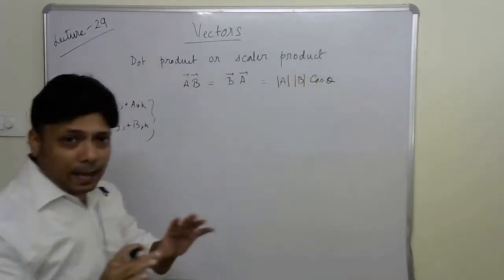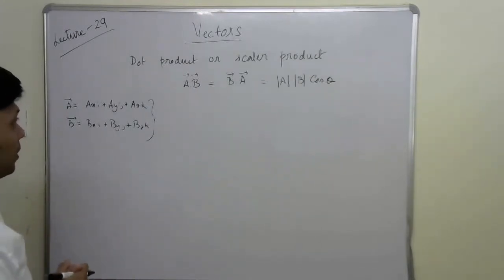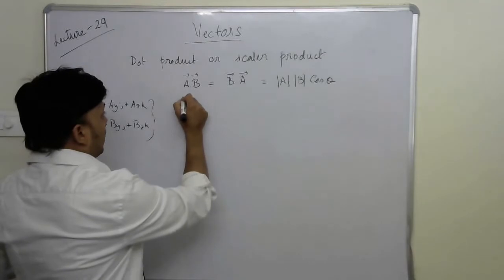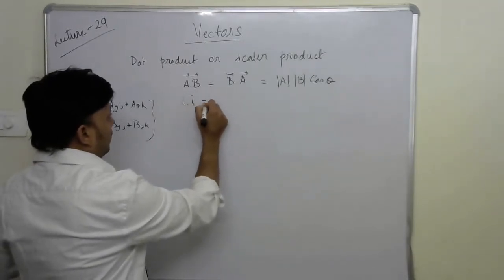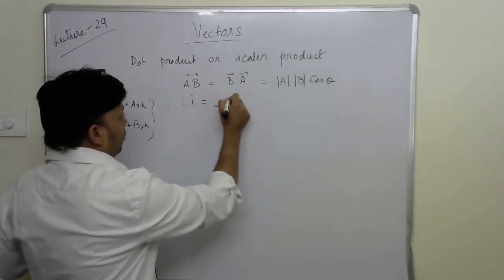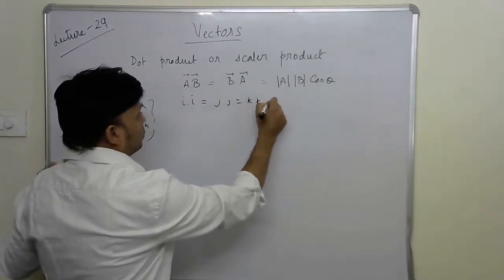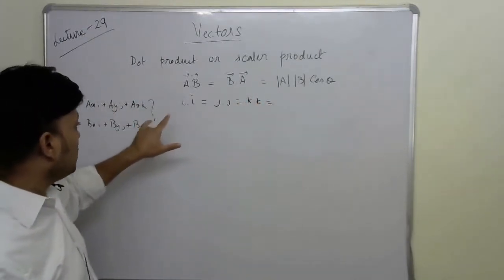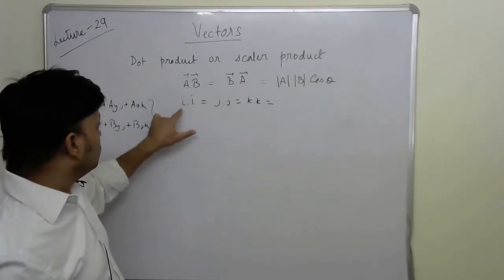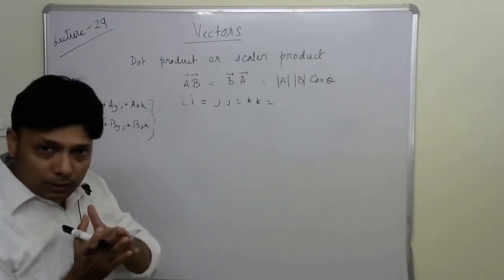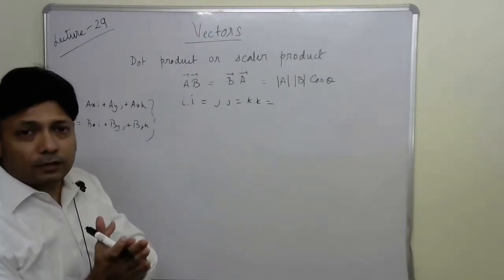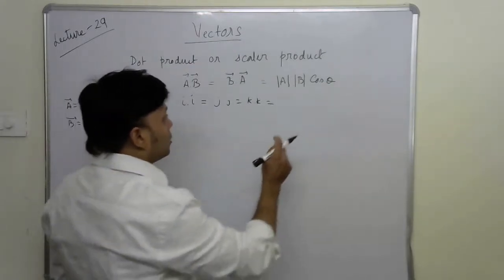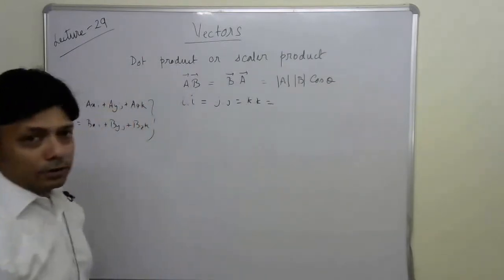So theta is the angle between A and B. If this is the case, then you can imagine that i dot i is equal to j dot j is equal to k dot k, and those are unit vectors. Unit vectors means, between i and i, these are basically the same vector. That means they're lying along the same direction. So for them, theta is equal to 0.